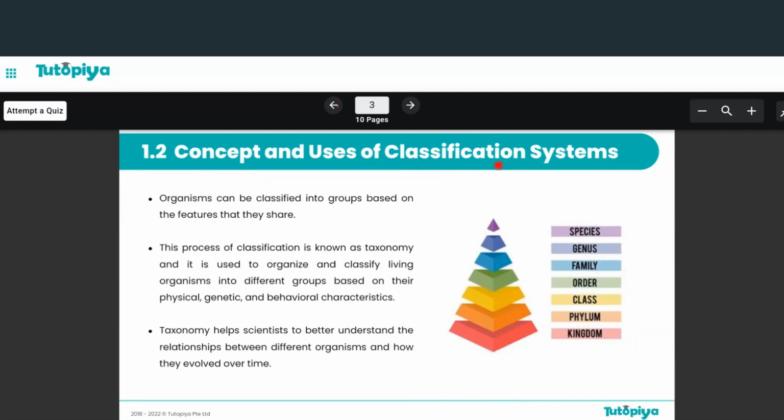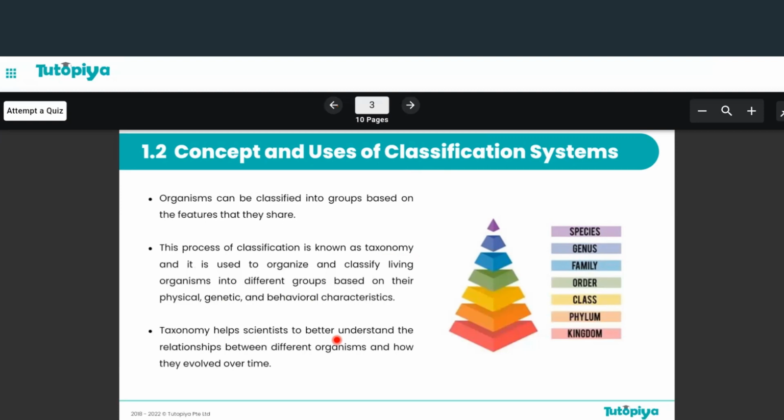So basically, since there are millions of species living on Earth, it's definitely a good idea to group them appropriately. So organisms are classified into groups based on the features that they share. Based on the features that they share with regard to their physical, genetic, and behavioral characteristics, organisms are put into appropriate groups. And this process of classification is known as taxonomy. Right, so taxonomy basically helps scientists to better understand the relationships between organisms and how they have evolved over time.